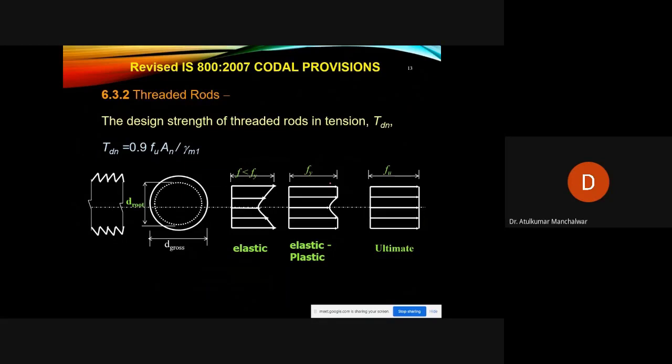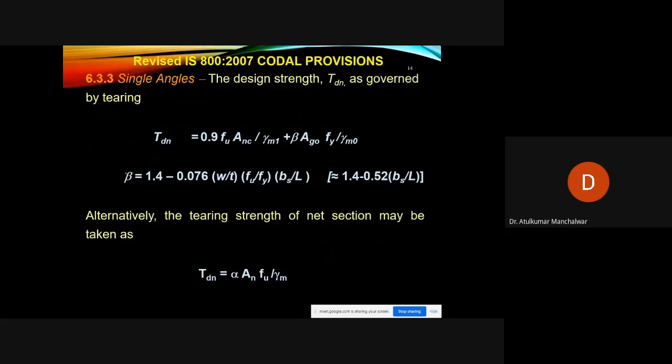So the rupture strength. How to calculate the TDN? This An value is related to rupture. So by deducting the value of the bolt hole area, you will get this TDN. Okay. So for the particular angle section, single angle section, the formula of TDN is provided in the code.